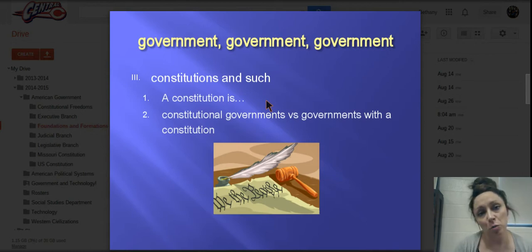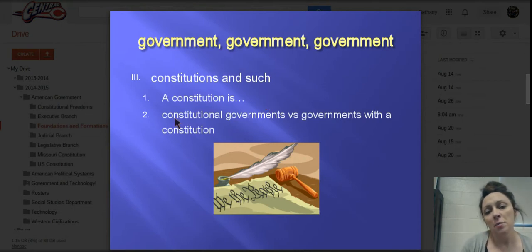Sometimes constitutions can be written. Sometimes constitutions can be just a whole bunch of laws, a whole bunch of precedents that have been established. In our situation, our constitution is obviously written down. Great Britain's constitution, though, is not. It's made up of a whole bunch of different documents, a whole bunch of different precedents and guidelines.